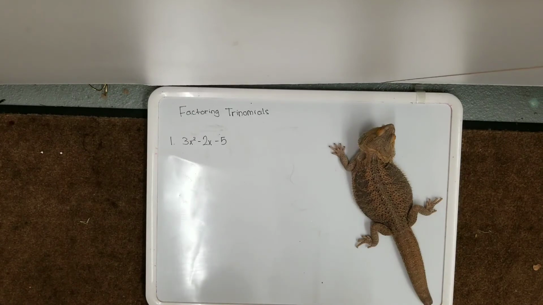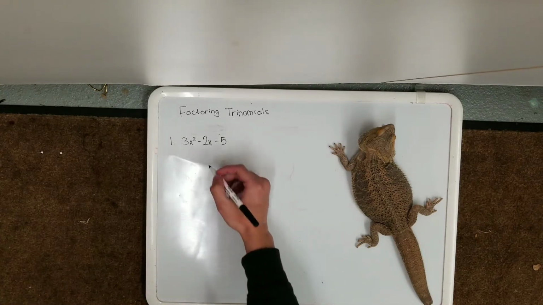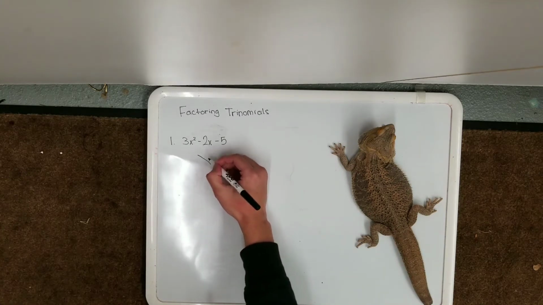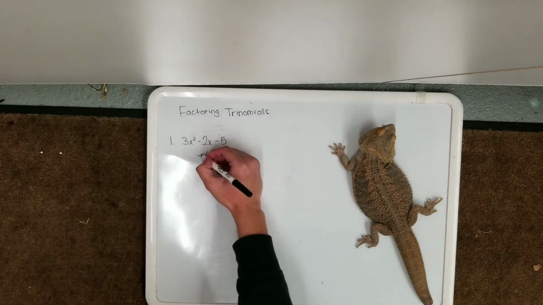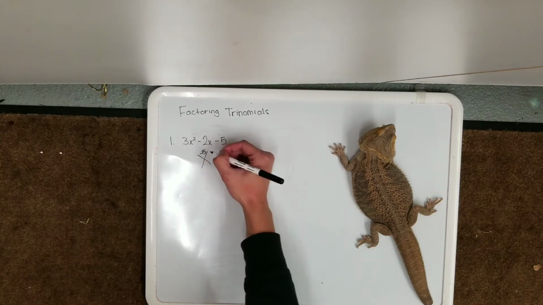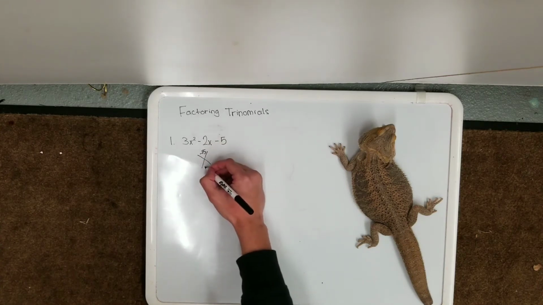This is Colin. We're factoring trinomials. The equation is 3x squared minus 2x minus 5. We could start the equation by writing a diamond and multiplying the 3 and the negative 5. This will give us negative 15, and we take the negative 2 and place it on the bottom.